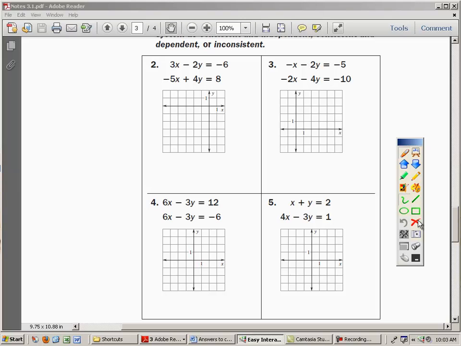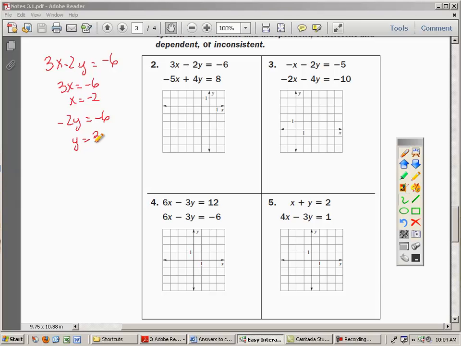Okay, so in example 2, let's just run through the graphing process of this. To find the x-intercept, we plug in 0 for y. We get 3x equals -6, so x equals -2. To find the y-intercept, we plug in 0 for x, so -2y equals -6, and so y equals +3.